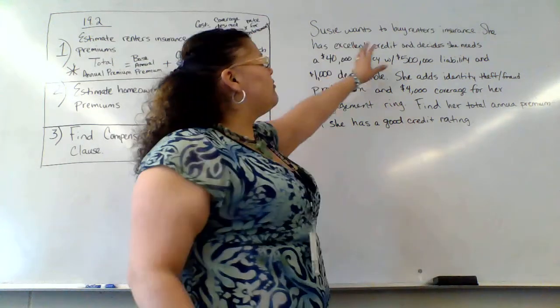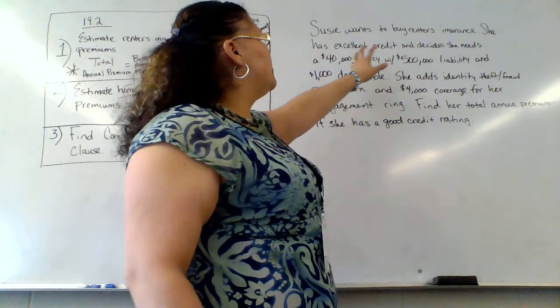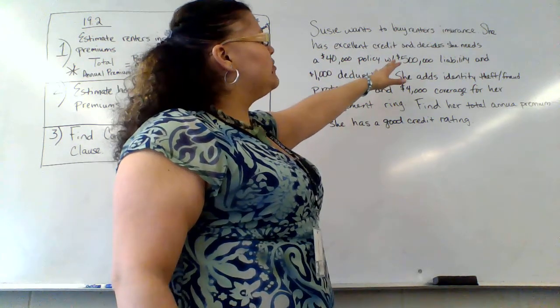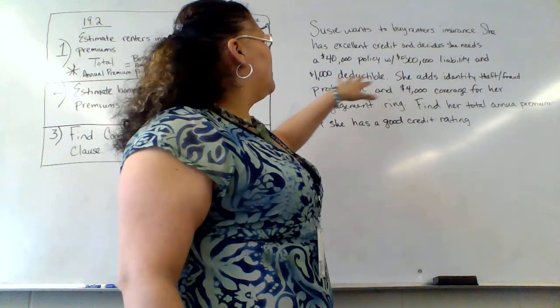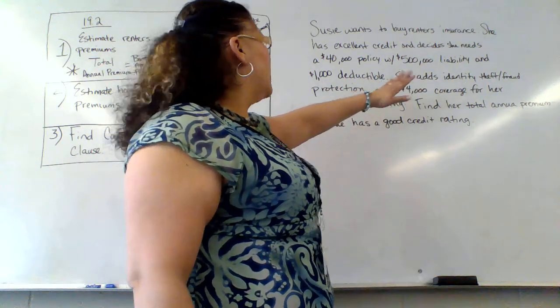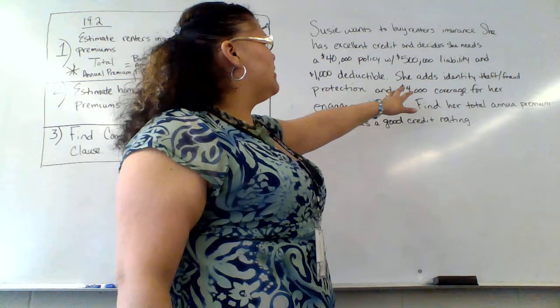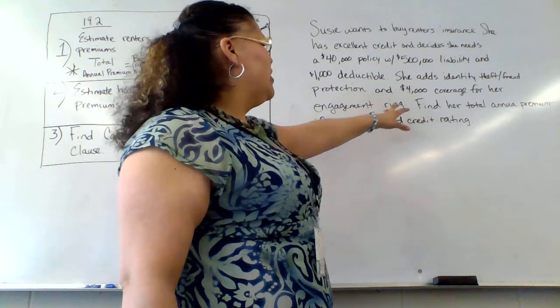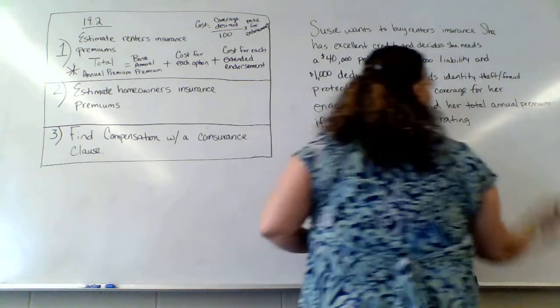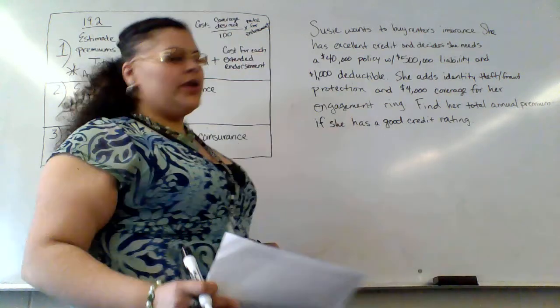Susie wants to buy renter's insurance. She has excellent credit and decides she needs a $40,000 policy with $500,000 liability and $1,000 deductible. She adds identity theft / fraud protection and $4,000 coverage for her engagement ring. We're going to find her total annual premium if she has a good credit rating.